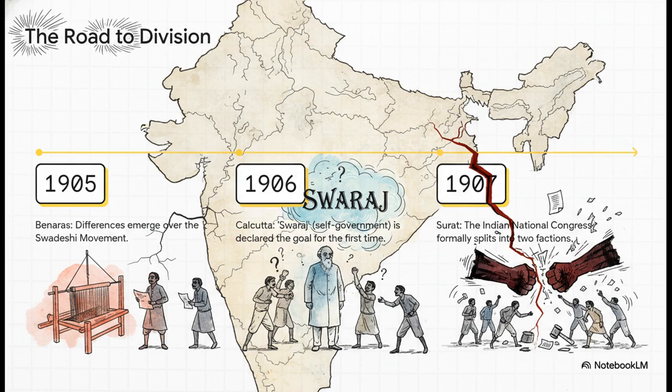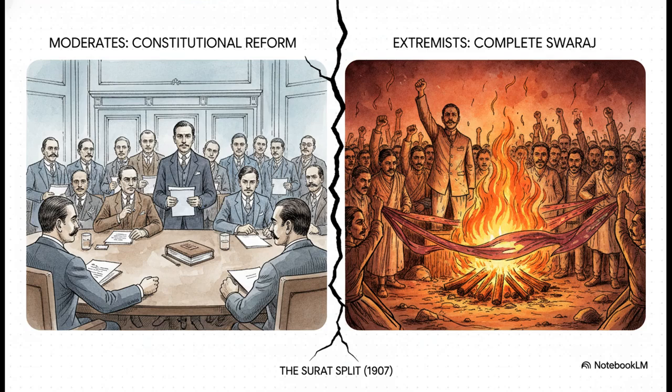But by 1907 in Surat, it all exploded. They couldn't even agree on a president. The meeting descended into total chaos, chairs were thrown, and the Indian National Congress officially split apart. So what was the fight really about?